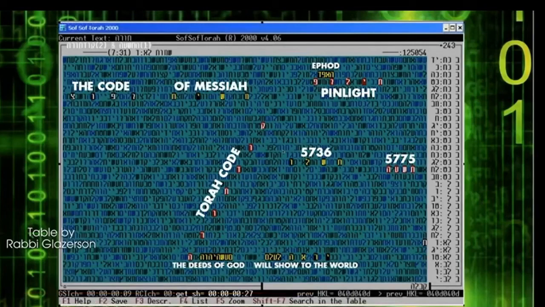The keywords in the middle say Torah code, and it has the years, 5736. That was the year that the code was discovered, and then 5775 was the year our film came out. And then down in the plain text it says, "Will show to the world the deeds of God." That's kind of a cool table.